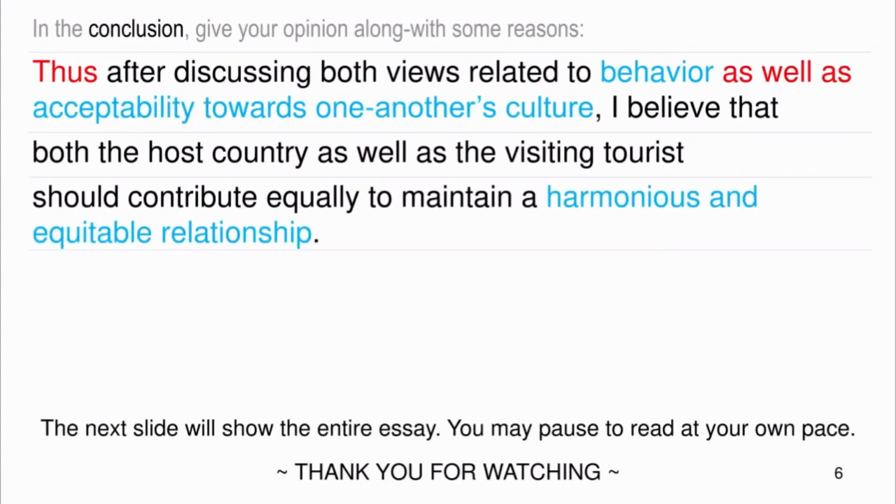In the conclusion, give your opinion along with some reasons. Thus, after discussing both views related to behavior as well as acceptability towards one another's culture, I believe that both the host country as well as the visiting tourist should contribute equally to maintain a harmonious and equitable relationship.